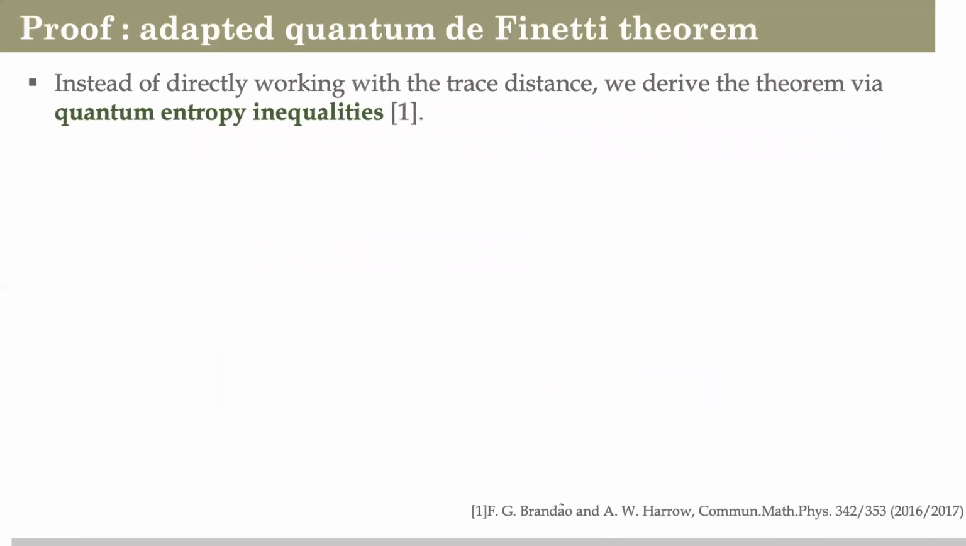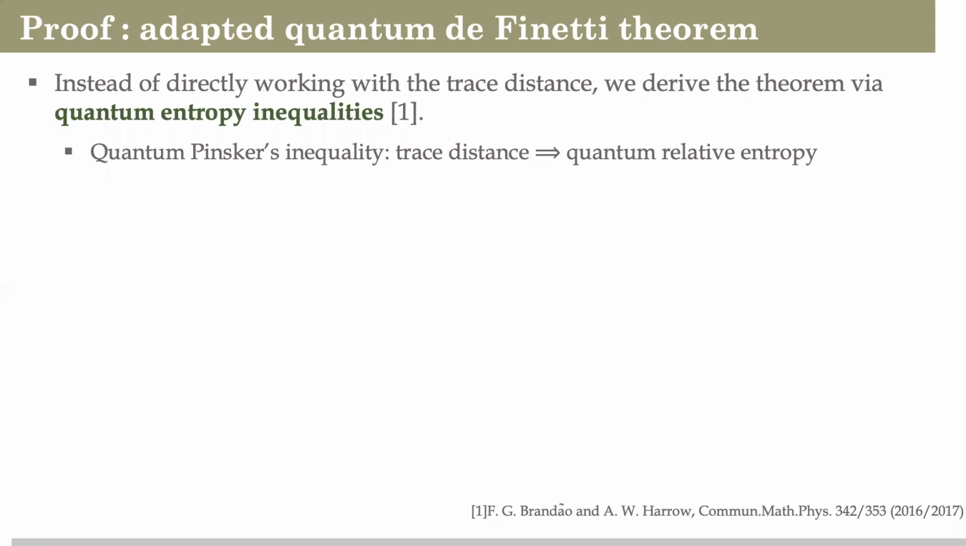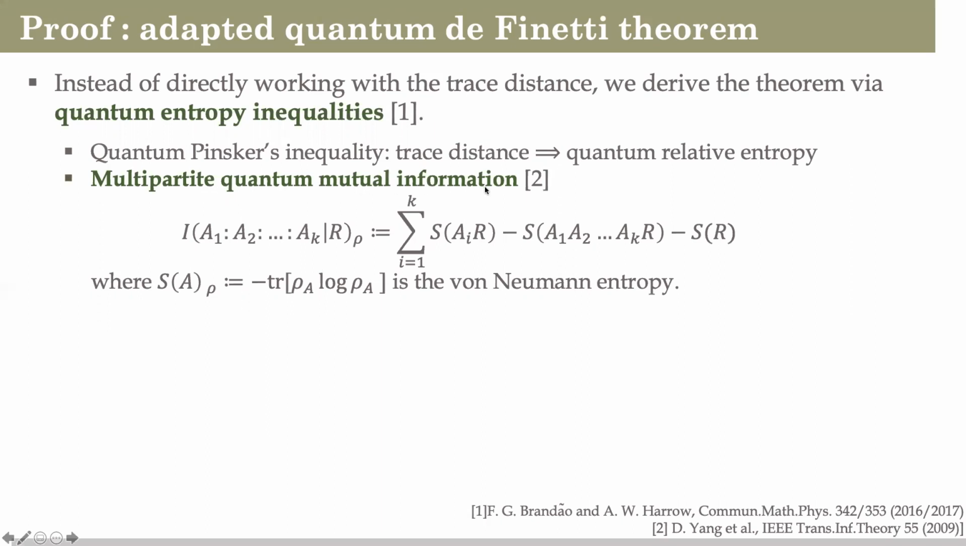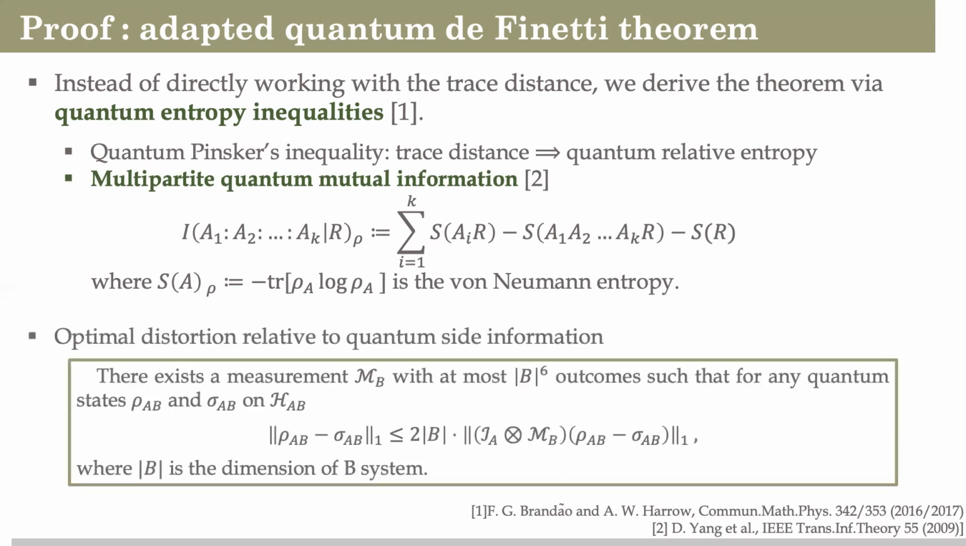For the proof, instead of directly working with the trace distance, we derive the theorem via quantum entropy inequalities. This is because we found it easier with quantum entropies than the trace distance to exploit the unique structure of the correlations in extendable states. This approach was possible because we can convert trace distance to quantum relative entropy via quantum Pinsker's inequality, and further to multipartite quantum mutual information, which has many nice mathematical properties such as the chain rule. Also, as one of the key steps in the proof, we derived an informationally complete measurement which minimizes the loss in distinguishability relative to quantum side information, which we think may be of independent interest to some people. You can find the details in our paper.